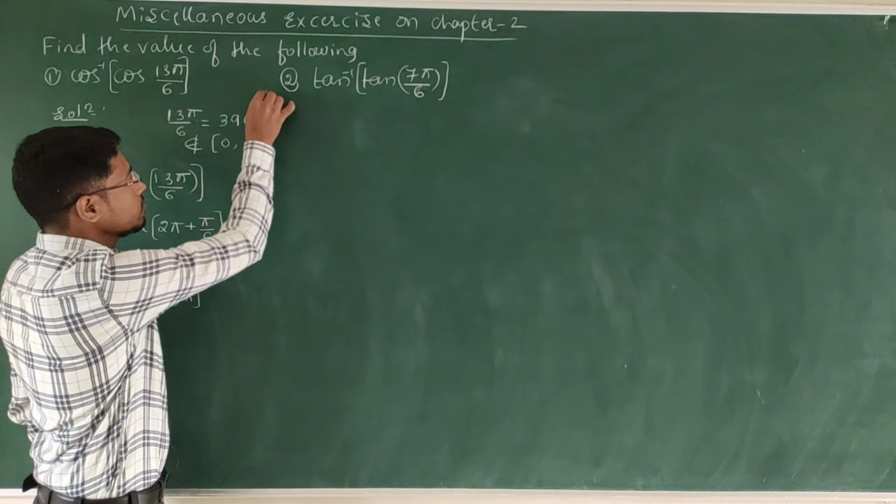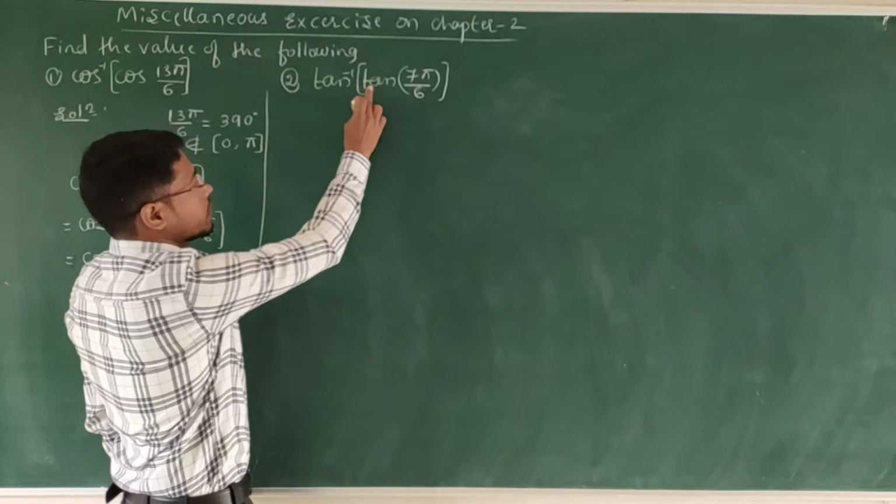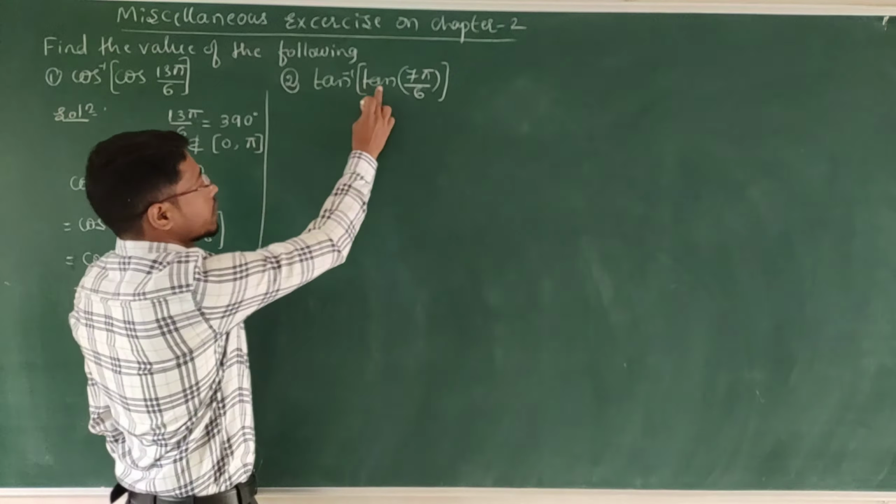Next, the second one: tan inverse of tan 7 pi by 6. First check the value of this angle. No need to write this in your exam also, it is just for understanding purposes. Now 7 pi by 6 is 210 degrees. So this doesn't belong to the range of tan inverse, that is minus pi by 2 to pi by 2. That's why we have to make changes in this, considering the quadrants.